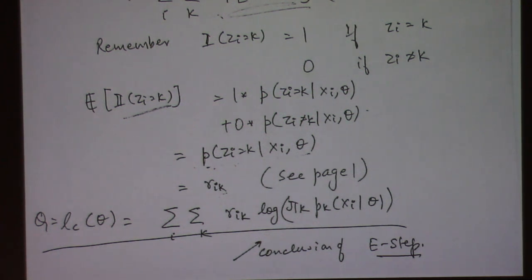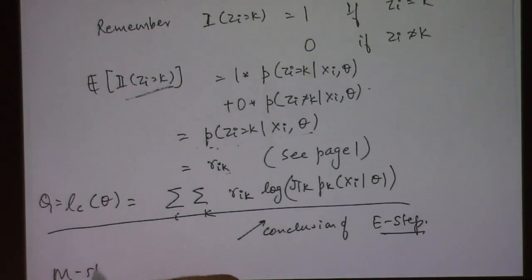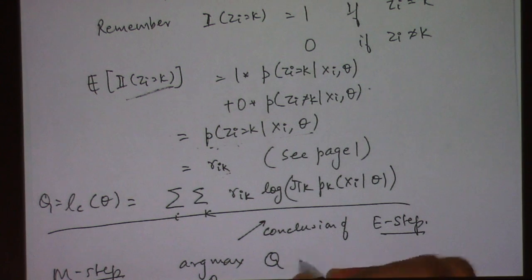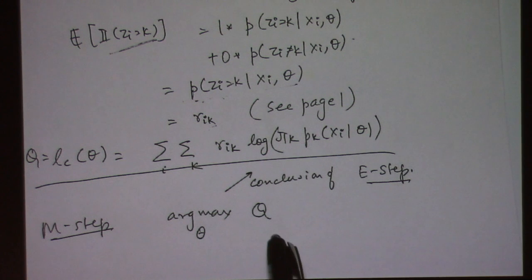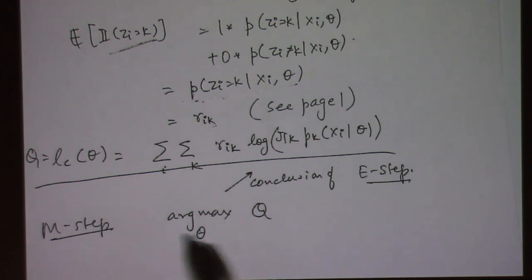Now we will see how to maximize our Q, the current estimate of Q, to get new estimates for pi_k and other parameters of our mixture model. In fact, I'll go through the derivation for pi_k in detail, and then I'll leave it up to you to compute the derivations for mu_1, mu_2, sigma_1 and sigma_2. I will give you the exact solutions for that. All right. So in the M step, we want to find the value of theta that maximizes our Q.